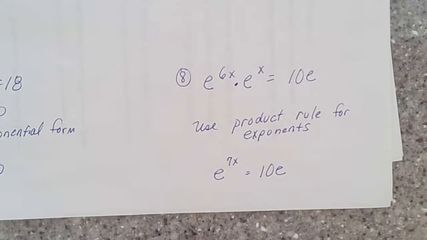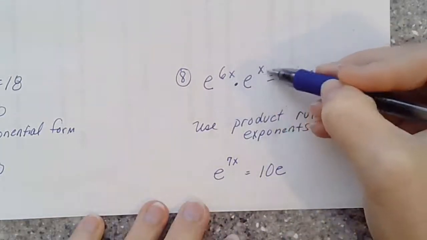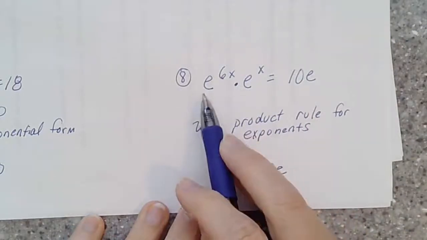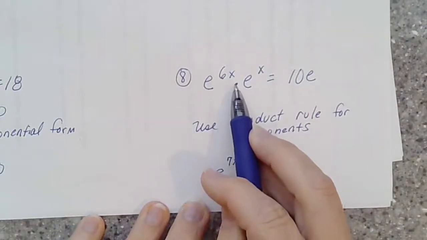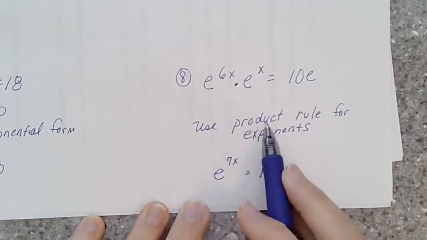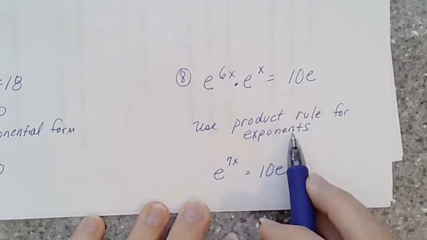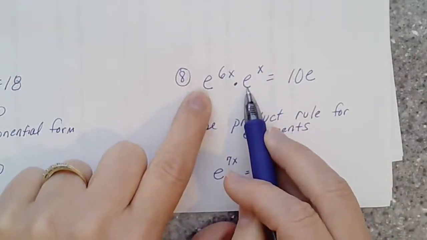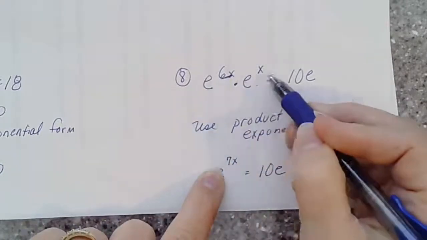So we have like bases. And when we have like bases and we're multiplying, we can use the product rule for those exponents. Like bases multiplied, you add the exponents, 6x plus x. So we would add that, making e to the 7x equals 10 to the e, and then proceed.